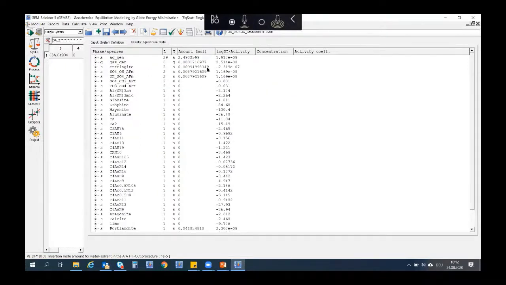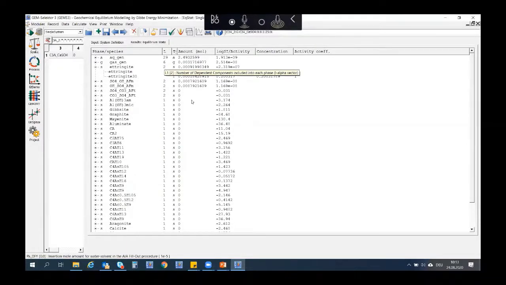We have ettringite, and we will come back to that later. You can see here a 2. A 2 means it's a solid solution. And if we look at the details, we have two ettringites, one which contains 32 waters and one which contains 30 waters. We will come back to solid solution much later.